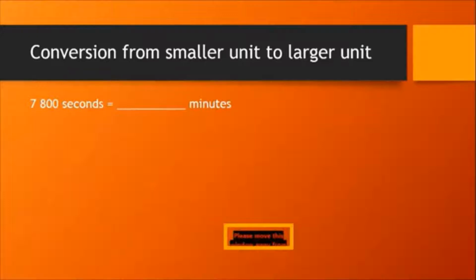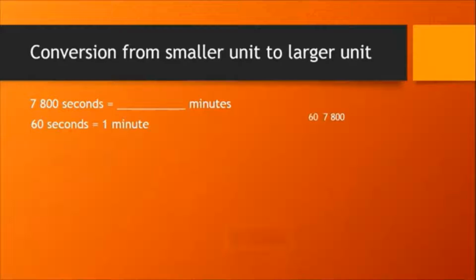This time, we are going to convert a smaller unit to a larger unit. So we have here, convert 7,800 seconds to minutes. We all know that 60 seconds is equivalent to 1 minute. So we will divide. Always remember that when we are converting a smaller unit to a larger unit, we do the process of division.